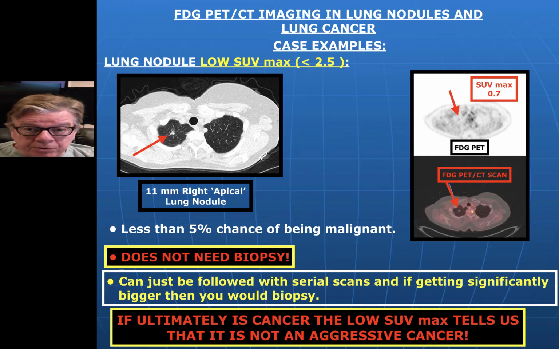If this ultimately does turn out to be a cancer, the fact that it has such low sugar uptake tells us this typically will not be an aggressive cancer, and even though there's been a delay in making the diagnosis, the patient should do just fine.